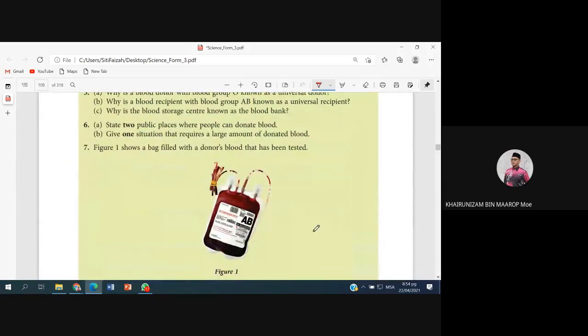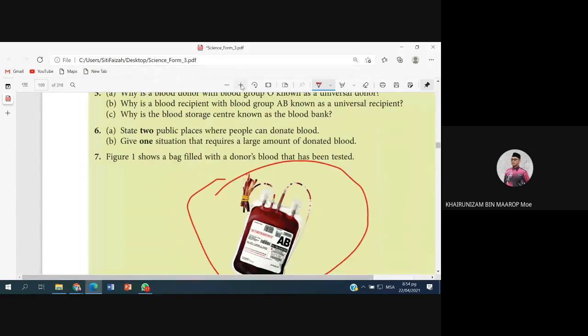Like this lah. Okay, this is some information about the type blood. Okay, this is the AB type. Okay, and then dia tulis apa lagi tu, kita boleh tengok tak?